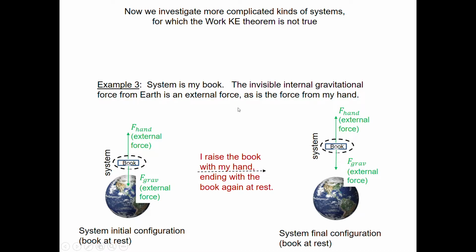So in the transformation where I push upward with my hand and raise the book to a higher height above the earth, my hand is doing positive work, but the gravitational force is doing negative work as I raise it up. And overall, if we add those two together, the net work done by external forces is 0 as we go from the initial configuration at rest to the final configuration at rest, and the change in kinetic energy is 0. So in this case, the work kinetic energy theorem is true, and of course it applies in this case because our system was a particle.